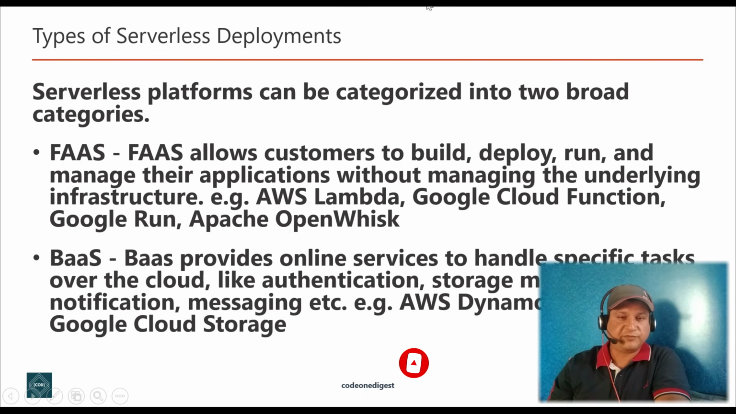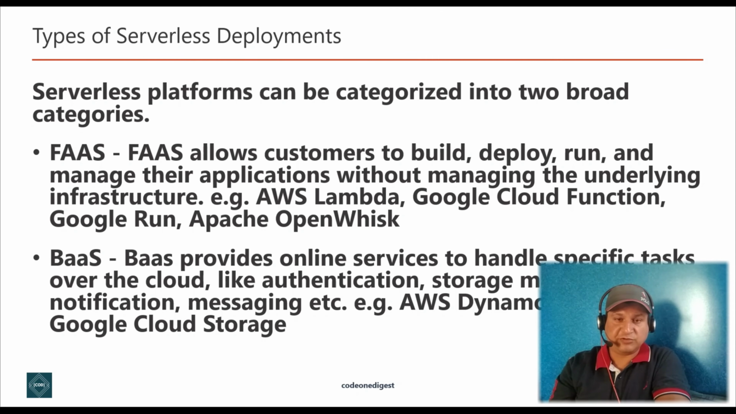Let's understand the types of serverless design patterns. Serverless platforms can be categorized into two broad categories, that is function as a service and backend as a service. Function as a service allows customers to build, deploy, run, and manage their application without managing the underlying infrastructure. Backend as a service provides online services to handle specific tasks over the cloud like authentication, storage management, notification, messaging, etc.